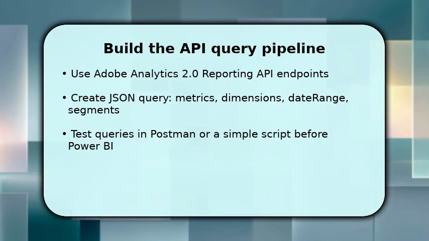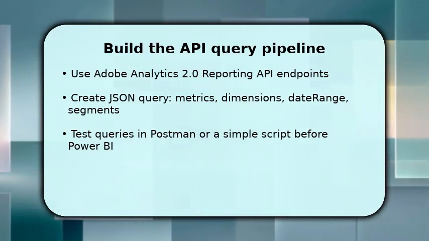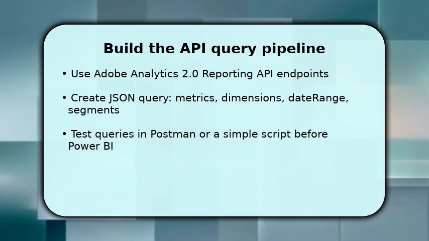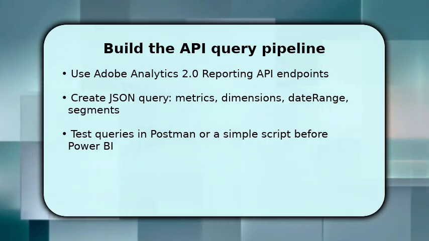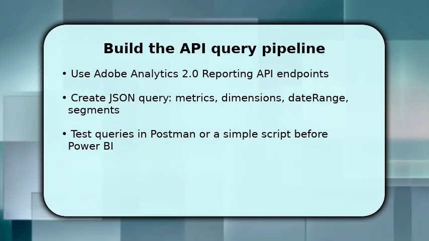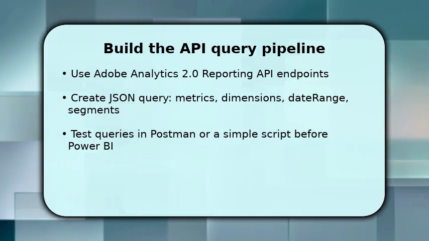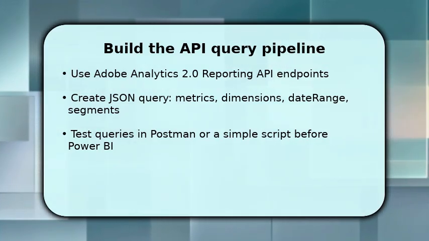Next, you construct the middle pipeline, the API query and data shaping. First, craft a JSON request for the 2.0 reporting API including metrics, dimensions, and date ranges. Keep pagination and segment ID in mind.